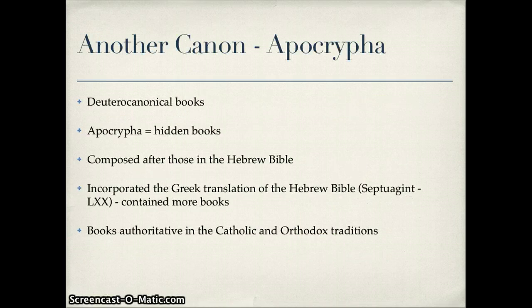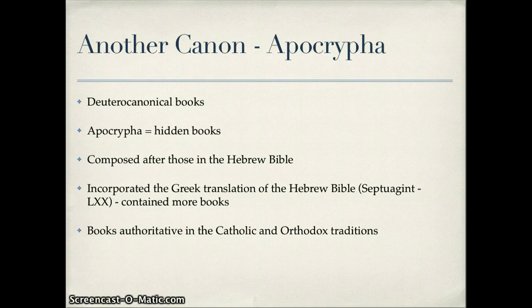Okay, so we've talked about the canon, the Old Testament canon, the Christian canon. We've talked about the Hebrew Bible as a canon. But there is another canon, and that canon is referred to as the Apocrypha. The Apocrypha is a section in the Hebrew Bible. It's its own little separate section that is authoritative in the Catholic and the Orthodox traditions, but is not authoritative in the Protestant Christian tradition, nor in Judaism.